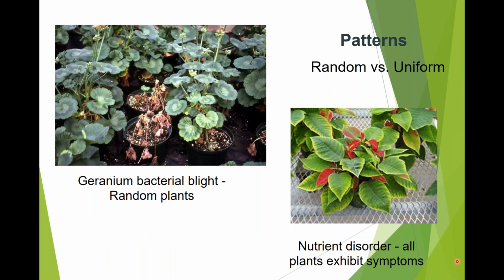We also get random versus uniform across the crop. In the case of bacterial blight of geraniums, we've got individual plants that are collapsing and showing symptoms while there are healthy plants next to it. But with a nutritional disorder, as you can understand, all the plants on the bench are receiving the same fertilizer, so they're all going to show the same nutritional disorder if they're in the same species, if it's the same crop. So that's a more uniform distribution of symptoms.